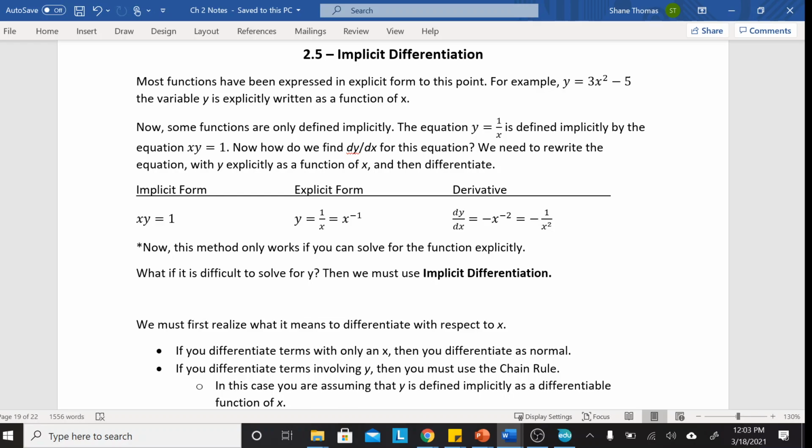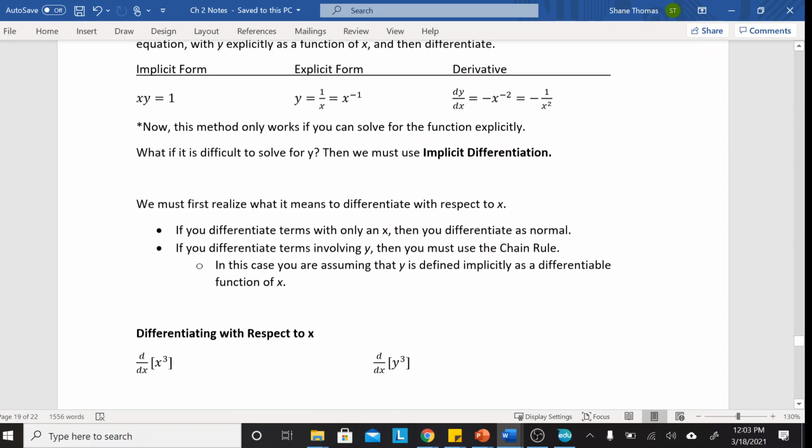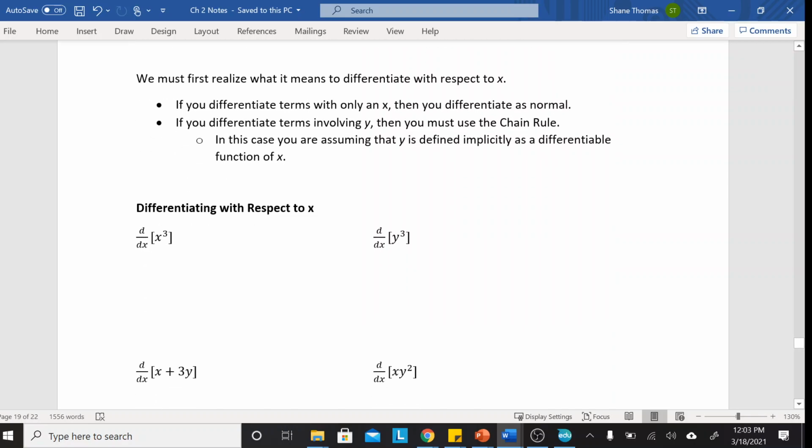Okay, so if it's difficult to solve for y, then we must do it implicitly. All right, we're going to use something called implicit differentiation. So the first thing we got to do, we got to realize what it means to differentiate with respect to x. Up to this point, everything we've done has only had an x in it, really, right? We differentiate one side of the equation. All it has is an x. All our rules apply to differentiating with respect to x.